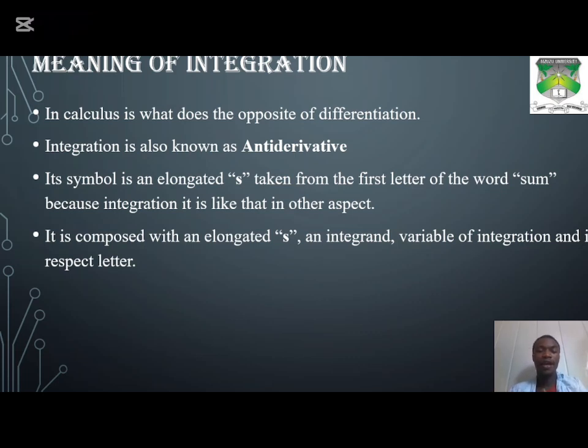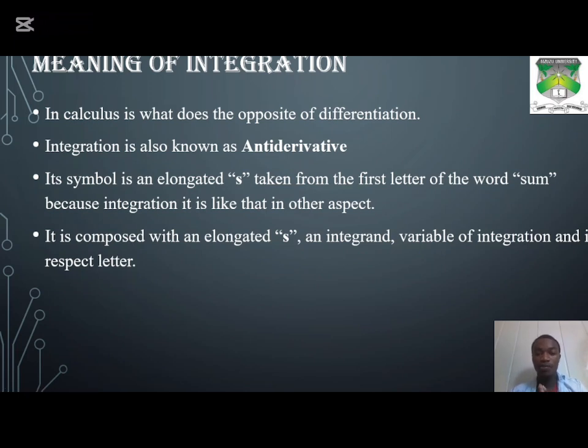Integration is composed of several components. First of all, it has the symbol, which is an elongated s, and it also has an integrand and the variable of integration, with respect to which we integrate. We can see here it's the antiderivative, and its symbol is an elongated s, taken from the first letter of the word sum. It is composed of the elongated s, the integrand, the variable of integration and its respective letter.